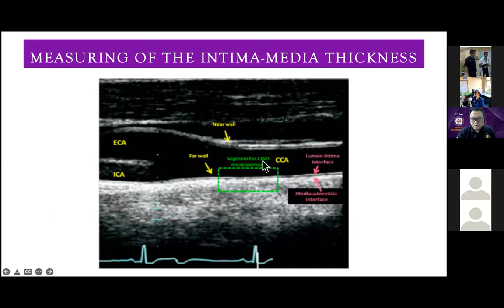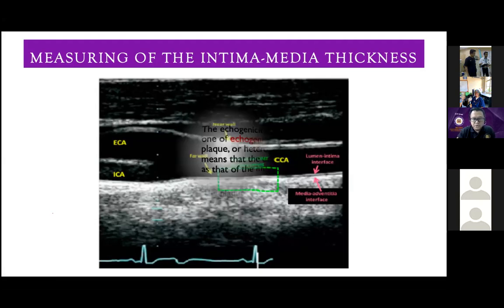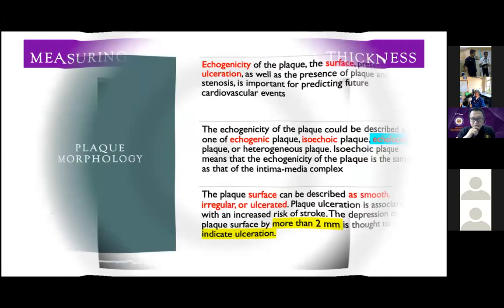A segment for CIMT, the carotid intima-media thickness measurement, at the distal CCA, so distal here, okay, and we measure the thickness between the intima and adventitia, okay, here. Some machines have the auto-calculation, you just hit the button, so they will measure for you. Okay, so next will be the plaque morphology.